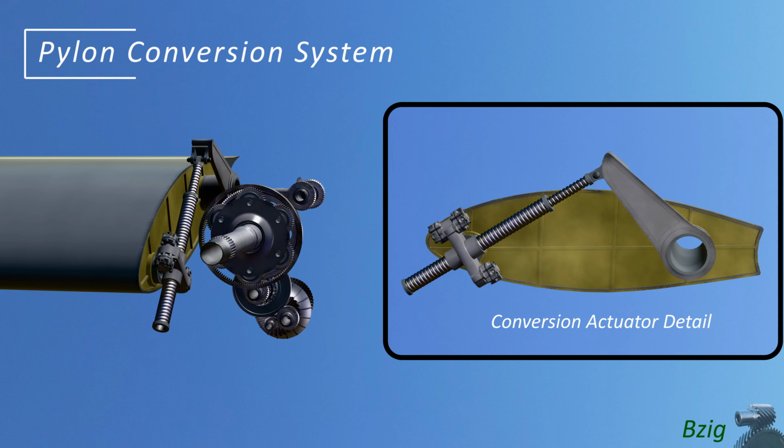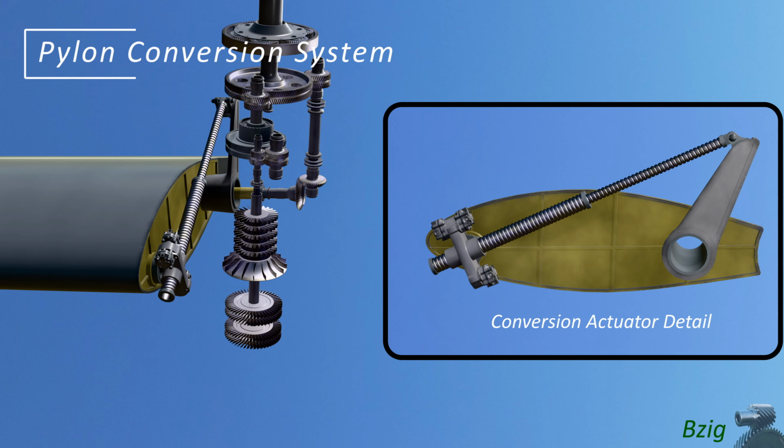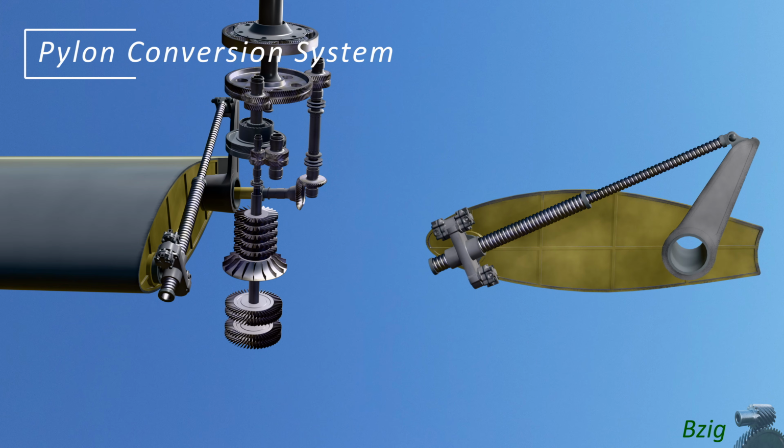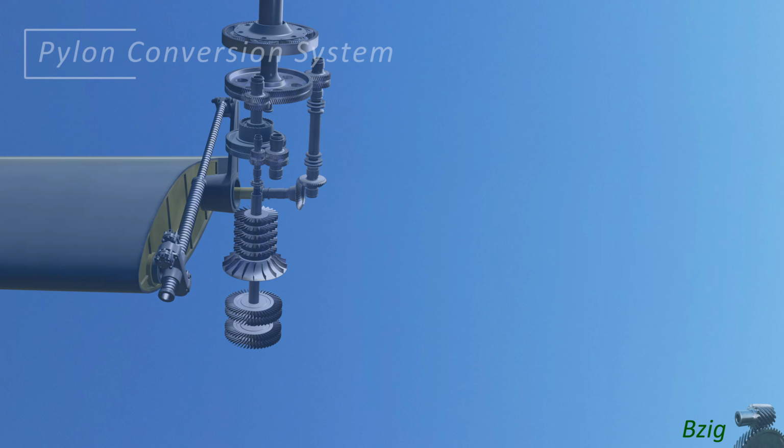But a failure in wing-borne flight is at least hazardous, possibly catastrophic, since the rotors are going to be below the level of the landing gear. And because the Pylon conversion actuation system is safety critical, it's built with these multiple levels of redundancy.